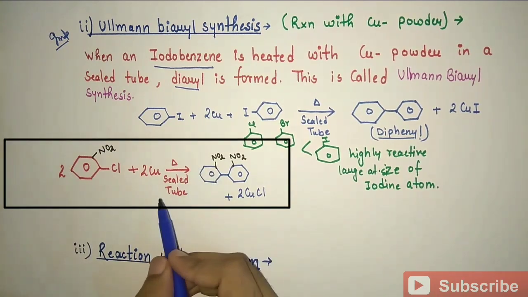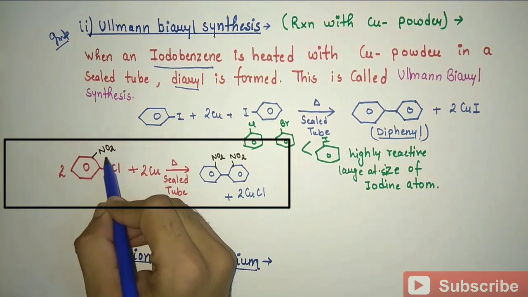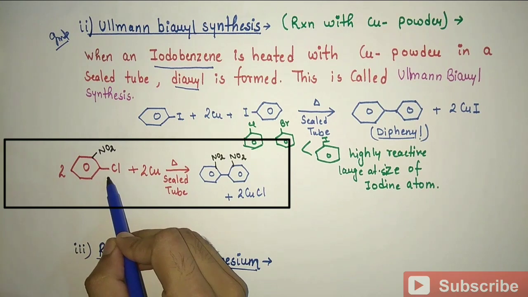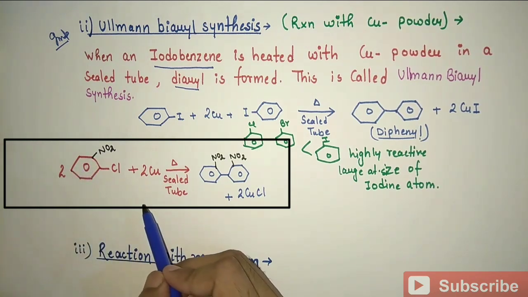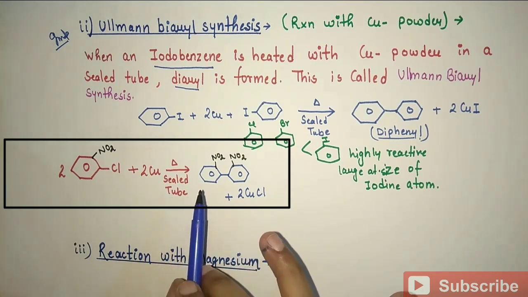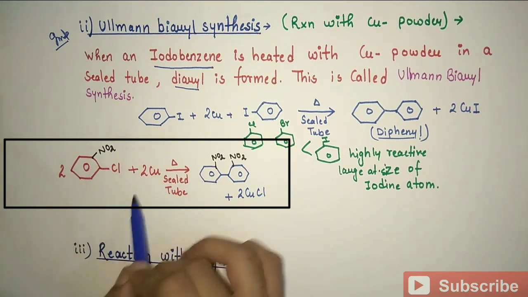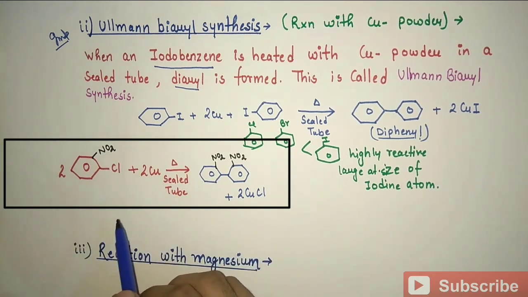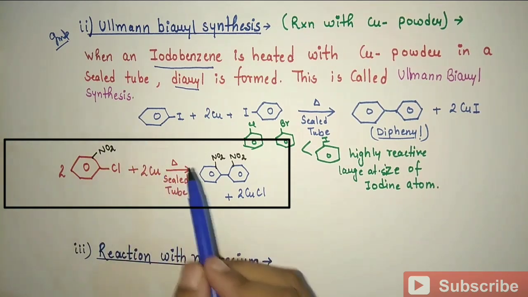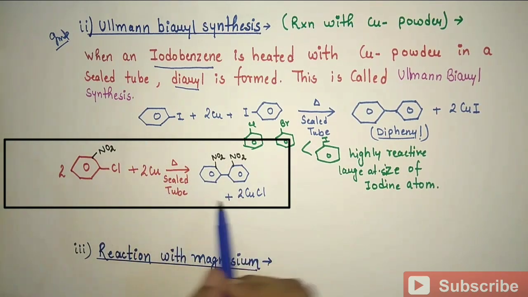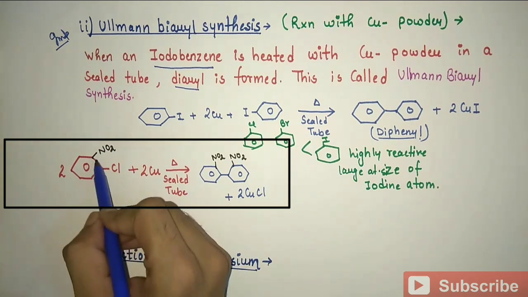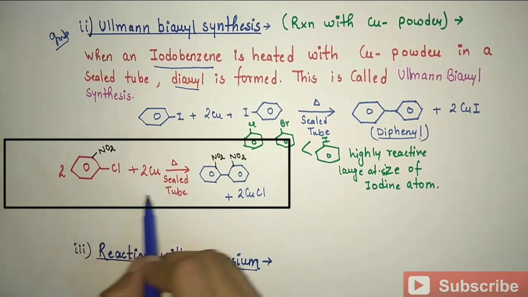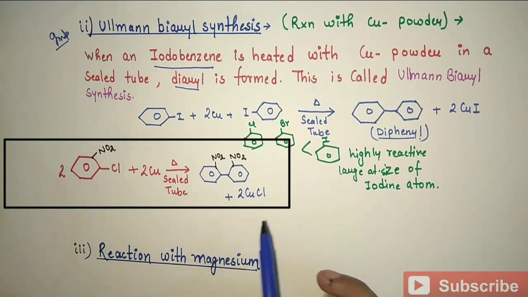However, when an electron withdrawing group such as NO2 is attached at the ortho and para position to the chloro or bromobenzene, then both the chlorobenzene or bromobenzene can undergo the Ullmann biaryl synthesis. So this is the case when the chlorobenzene has the electron withdrawing group. So it is undergoing the Ullmann biaryl synthesis.